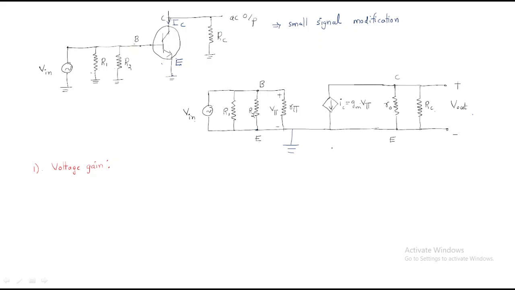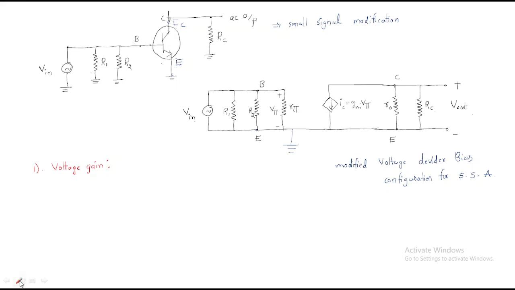Modified, so we can name it as modified voltage divider bias configuration for small signal analysis. Okay, now we will find out some parameters here.